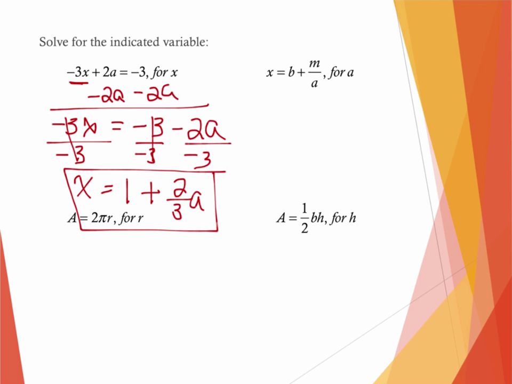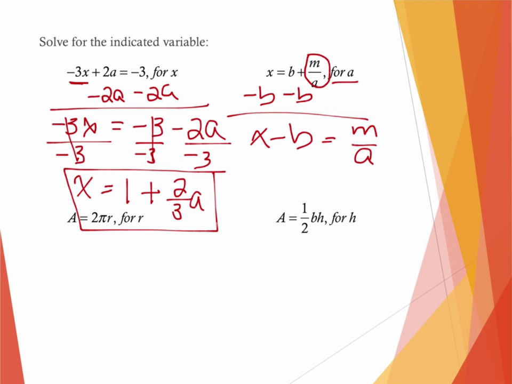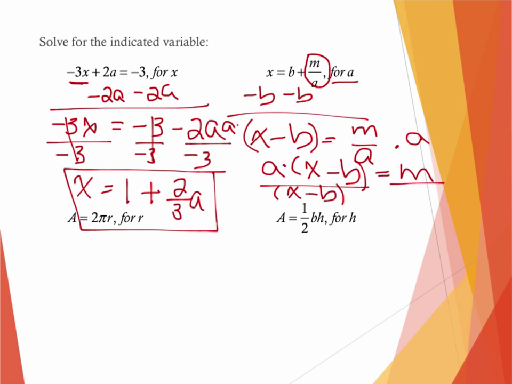In the next example, I want to solve for a. Again, I need to get this term isolated first, so I'm going to subtract b from both sides. x minus b is equal to m over a. a is in the denominator. I don't want it to be in the denominator, so I'm going to multiply both sides by a. a times x minus b is equal to m. I need to get rid of the x minus b. Since this is multiplication here, I can just divide by x minus b. So up here I'm going to write my simplified answer. a is equal to m over x minus b.